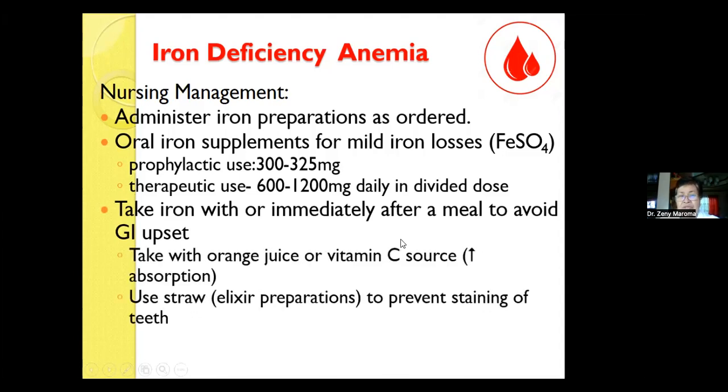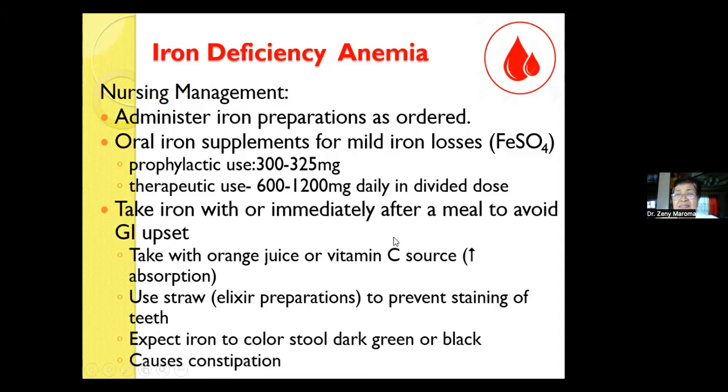Marami pong questions about IDA kasi this is very common sa Pilipinas, especially during pregnancy. Iron to be absorbed best, kailangan empty stomach and together with vitamin C. So isabay yung orange juice, vitamin C, to increase absorption.